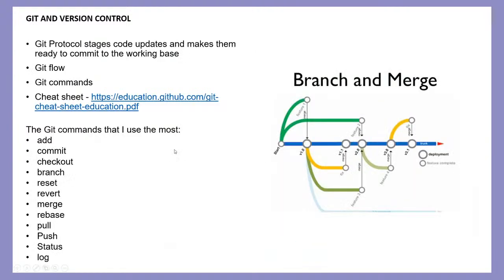And I have a cheat sheet here, the Git flow commands. There's a whole nice cheat sheet of commands here. It's basically just working in tandem with other people. Highly recommend people learn this stuff. And here are the Git commands I use the most: add, commit, checkout, branch, reset, revert, merge, rebase, pull, push, status, log. That's all in the education section here.